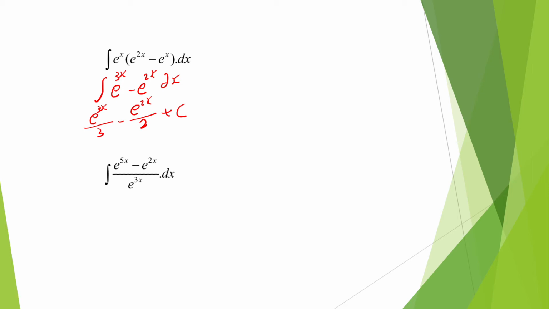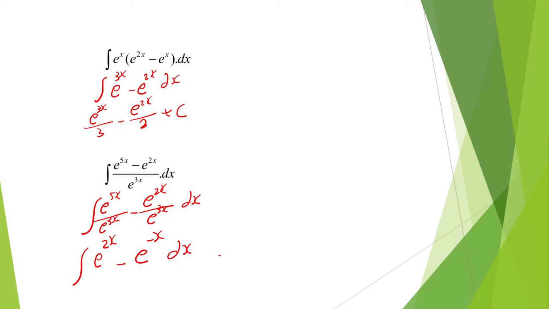The next one is a rational expression, and because there's only one term of x in the denominator, we can split fractions. So we're going to split fractions, and now we're going to simplify each fraction by subtracting powers. 2x minus 3x is negative x, and now it's ready to be integrated.